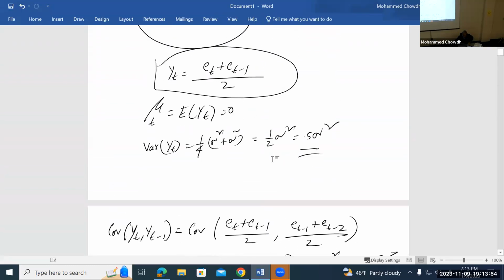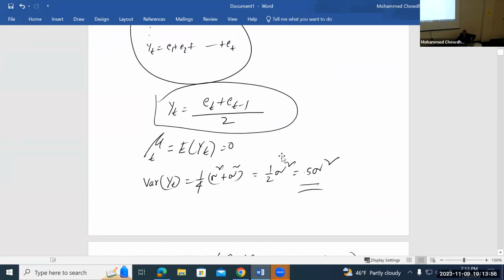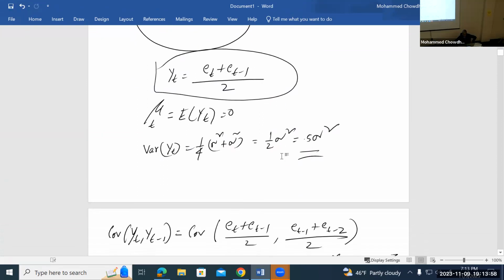So we now learned the mean, variance, covariance, and correlation pattern of this moving average, where et and et minus 1 are two elements of the random walk. So this way, we can learn some variance, covariance, and correlation structures of the random walk. Okay.